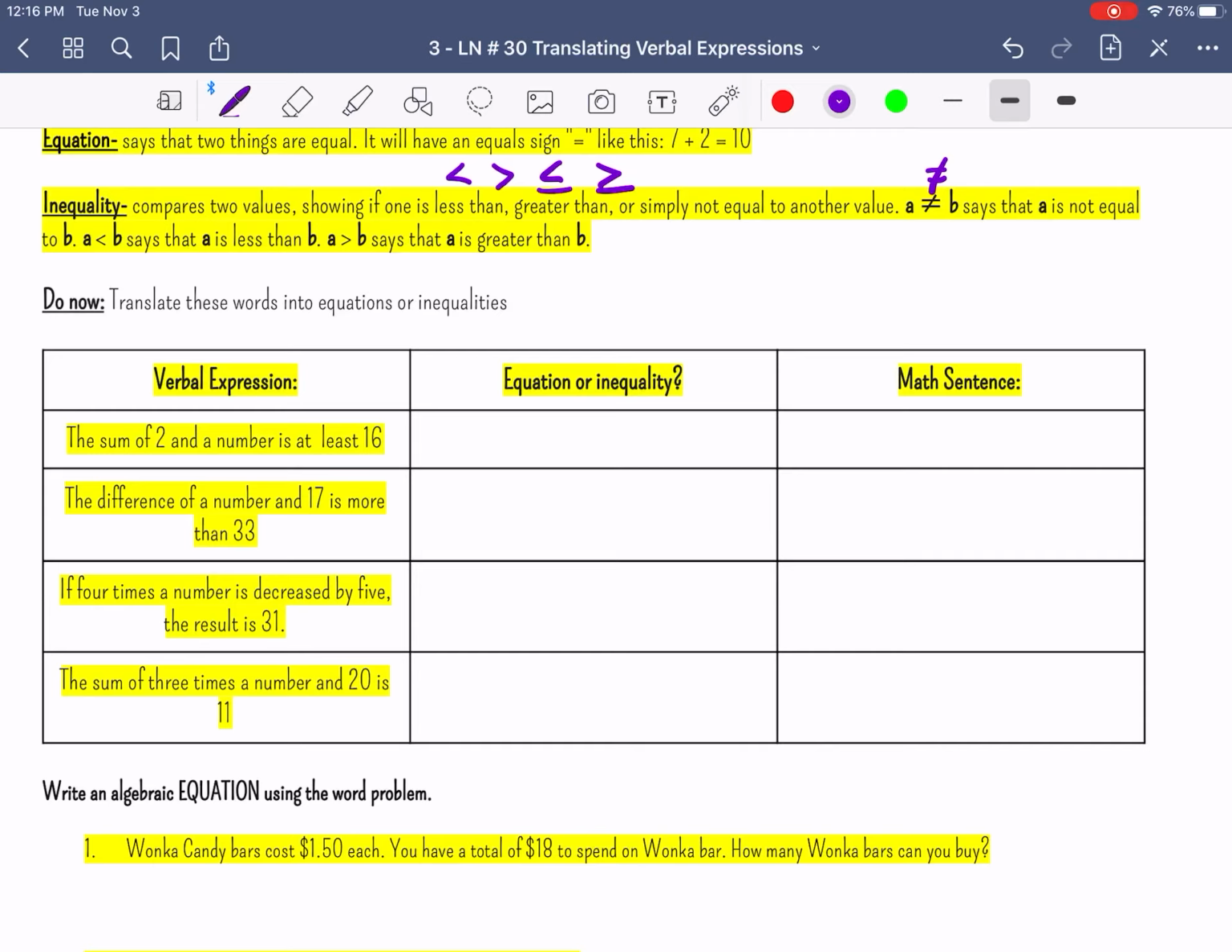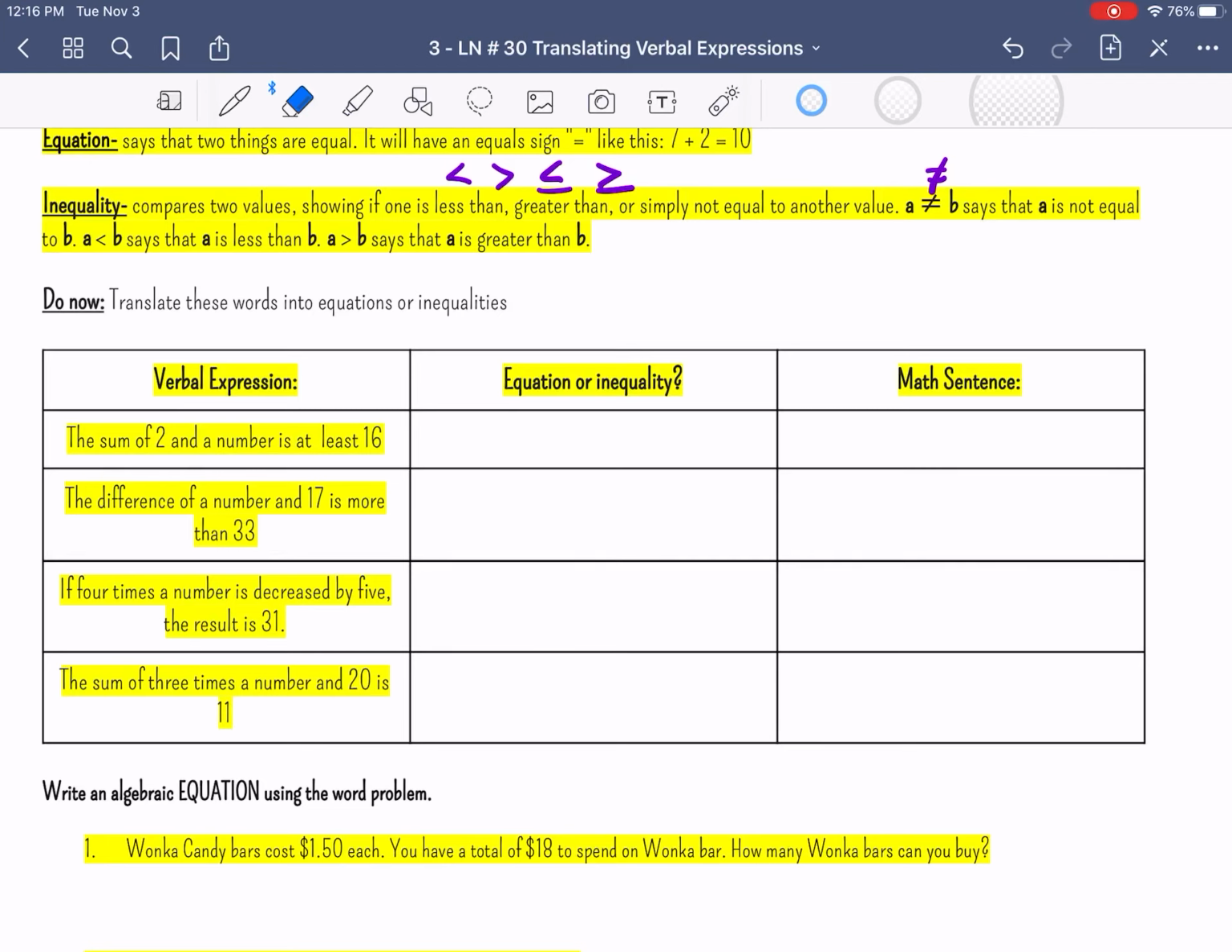So now we're going to translate these words into equations or inequalities. So first we're going to identify if they're an equation or an inequality. Then we'll make a math sentence. So I'll do these two with you, and then you're going to do these two on your own. I'm going to help you a little bit, but you'll be doing them mostly on your own.